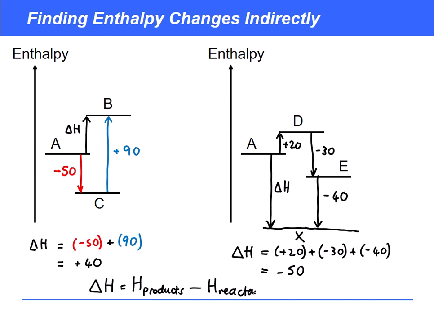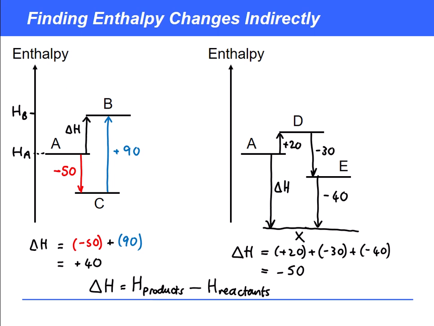Now, in thermodynamic language, enthalpy is known as a state function, which means that it only depends on the states that you are in. So if you are in a particular state, let's say B, you have a certain enthalpy. That's why we can draw it on this enthalpy level diagram. This is the enthalpy of state B. And this is the enthalpy of state A. And the enthalpy change is simply the difference between the enthalpy of B and the enthalpy of A.